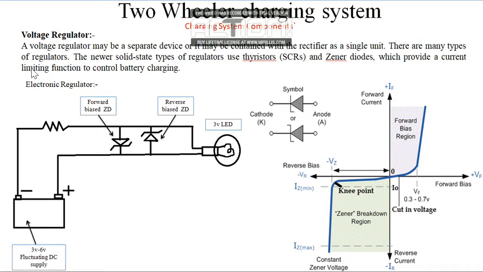Hello class, I will see the other kind of voltage regulator, such as the electronic voltage regulator. In case of the electronic voltage regulator, we use non-movable devices. In case of the mechanical voltage regulator, there was an armature, a steel plate which had movement, so a moving part was there.